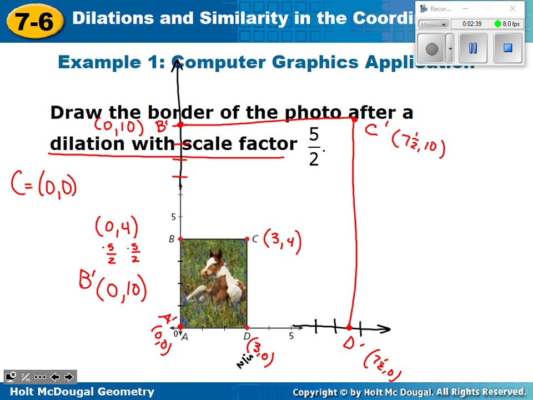Now, if you are very artistic, by all means, feel free to draw a horse inside of that big giant rectangle. But you do not have to, okay? You sure can. Okay, but you don't have to.